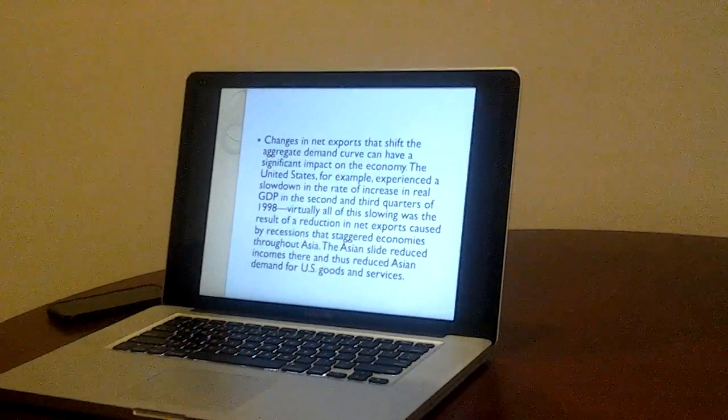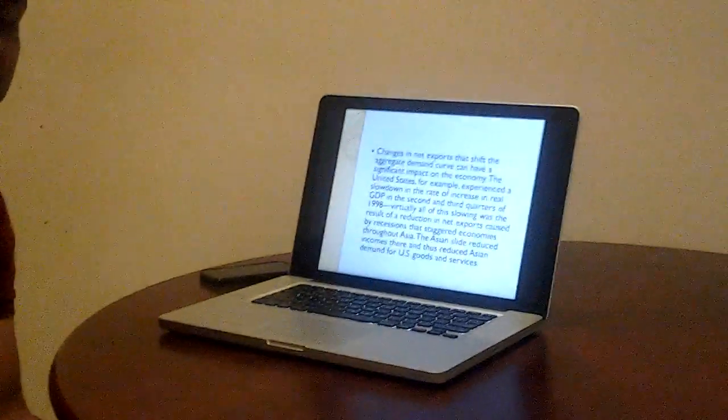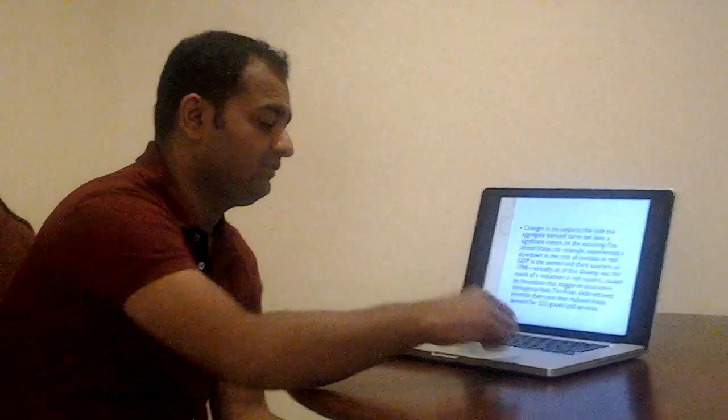Now we will see just one example, in the short term. In 1998, in the next 2 quarters, the net exports of the US decreased, because in Asia the incomes of people were reduced, and they didn't buy that many US goods and services.